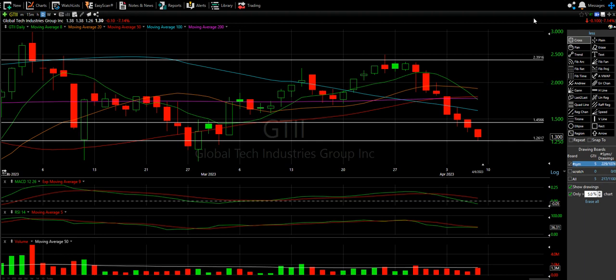We are doing our detailed look at GTII, and sadly, this is what happens when a stock loses all five moving averages. You know what I mean? And as much passion as there is on this stock, and I can tell how much people really, really like this stock, at the end of the day, passion does not pay the rent. Passion isn't what you can go buy food with. You know what I mean?